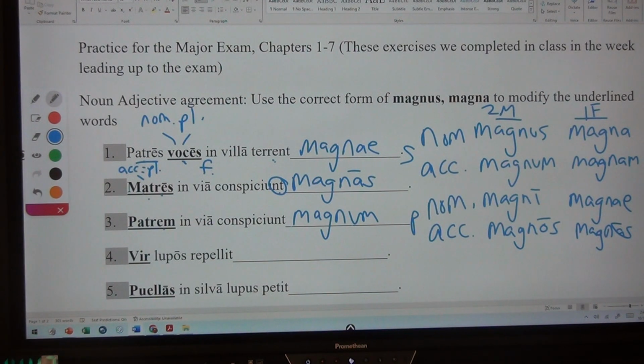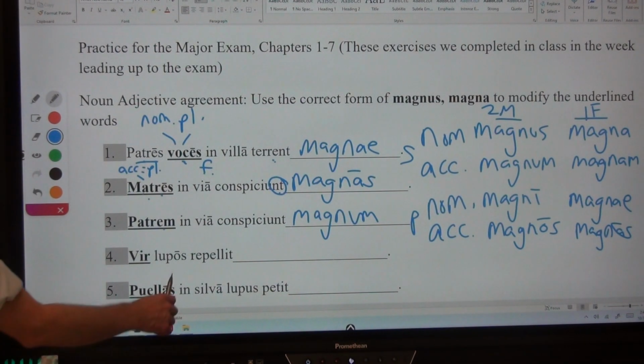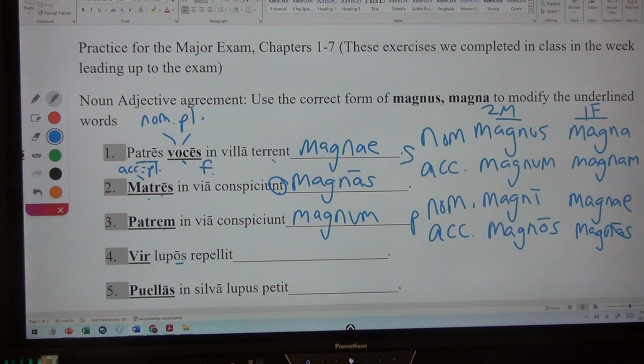Number 4, vir. Again, I don't have to look at the rest of the sentence. Lupos could help, because lupos is accusative and has to be the direct object, but I also know that vir has to be the nominative because of the form, and so the man is the one that's doing the repelling. A man, and we see it here, is nominative.